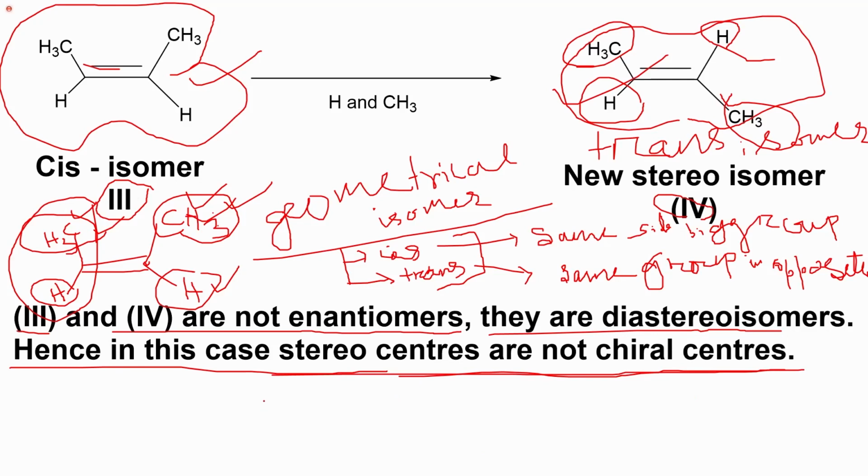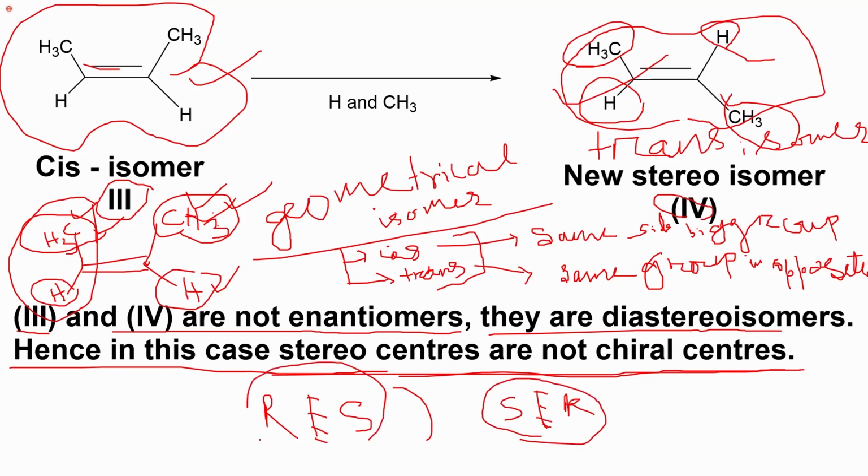So what is an enantiomer? If you have an R center, and its mirror image generates an S center, or let's say you have an S and you generate a non-superimposable mirror image, which will be the R isomer, then these two are called enantiomers. These two are enantiomers to each other. And what is a diastereomer? This is called a stereoisomer. And I will go to the geometrical isomer also.